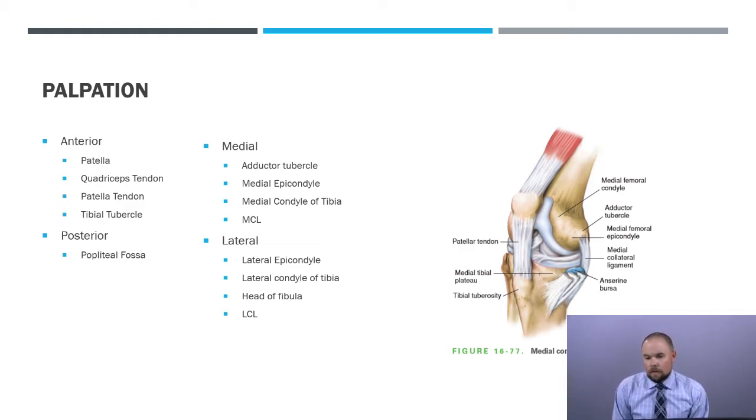And then moving medially, you've got the adductor tubercle, the medial epicondyle of the femur, the medial condyle of the tibia, and then the medial collateral ligament. Also palpate the medial joint line as well. Laterally, similar structures to what we see on the medial side, plus the head of the fibula.